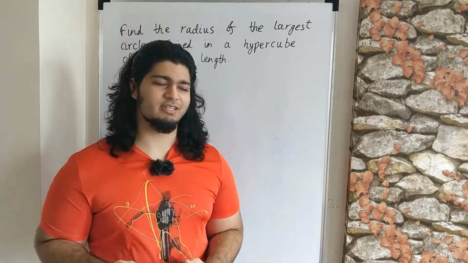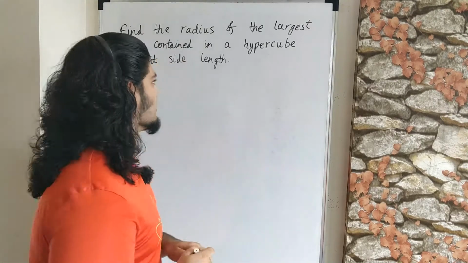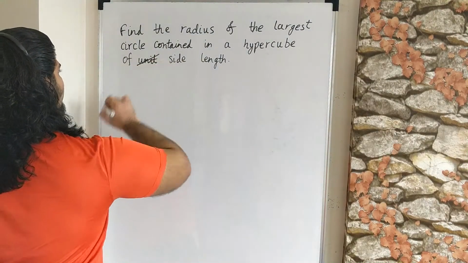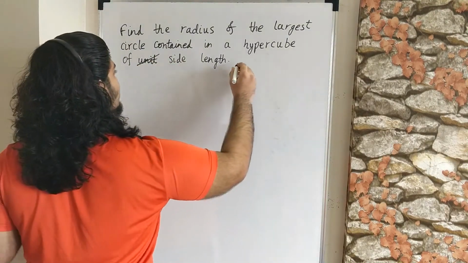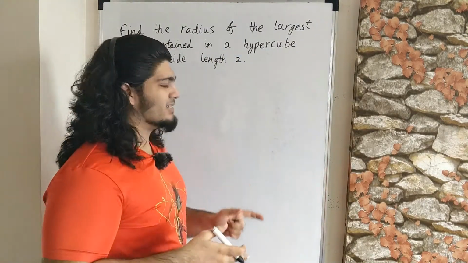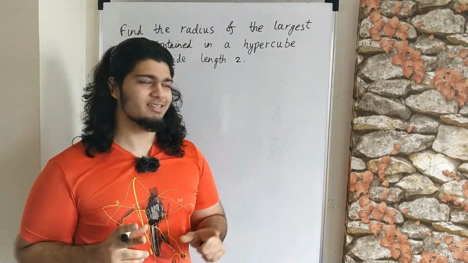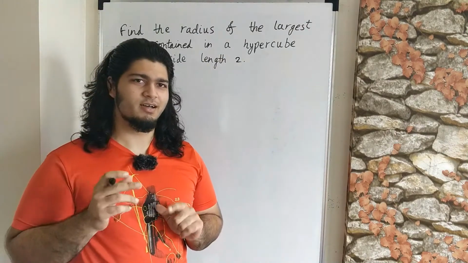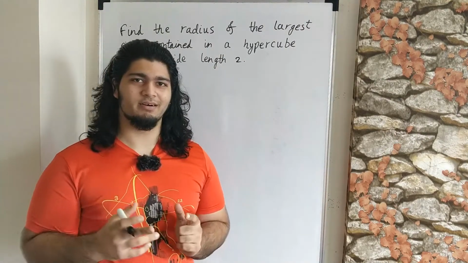Well, firstly, to answer that question, instead of talking about a unit side length hypercube, we'll talk about a hypercube of side length 2, because that makes our job a bit easier. Now, before answering the hypercube question, we'll answer how do we define a square analytically.